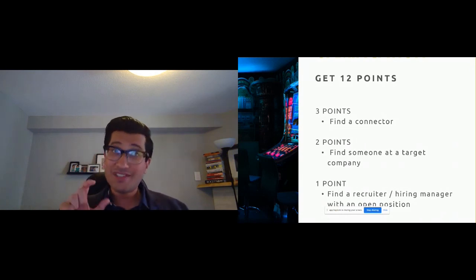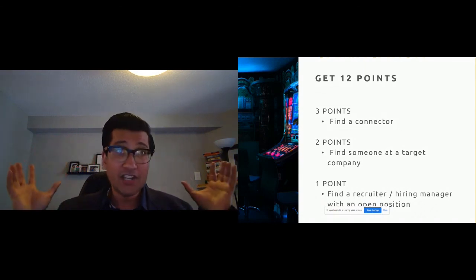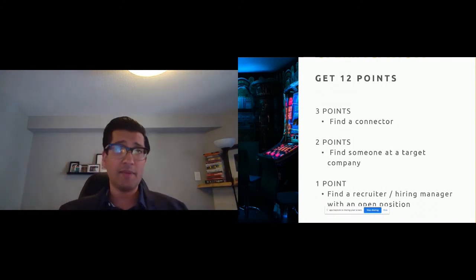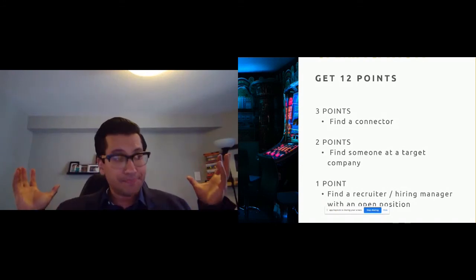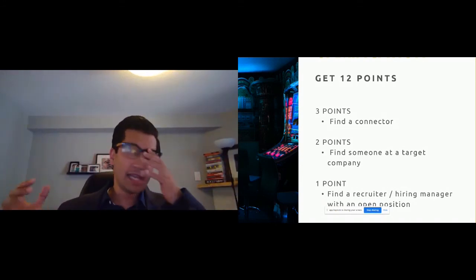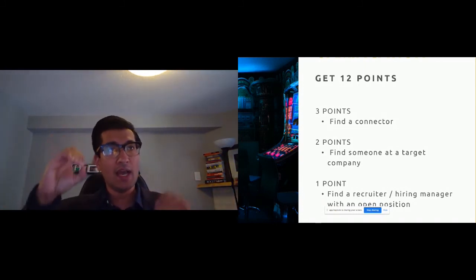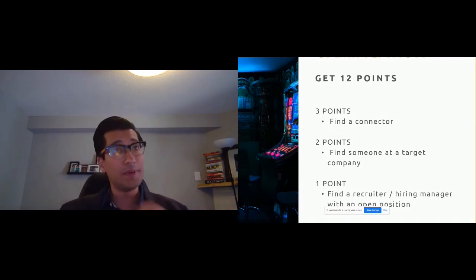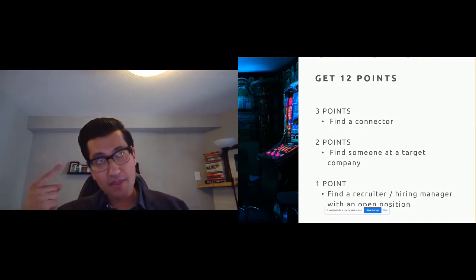And then the 1 point, which interestingly enough, you might have thought should have been the most important, should have been 10 points, should have been the end of your night: finding a recruiter or hiring manager with an open position. The networking is not about the open position because they're rare, or they might be plentiful, but the Venn diagram between your skills and the roles open might be a fairly small intersection. So focus on the top points.